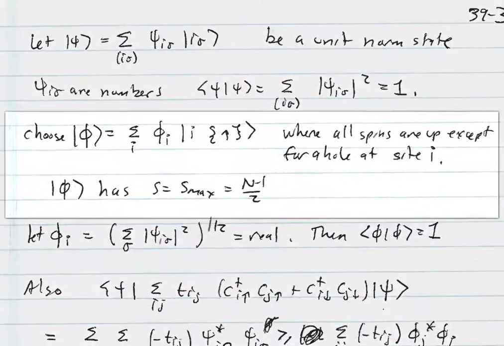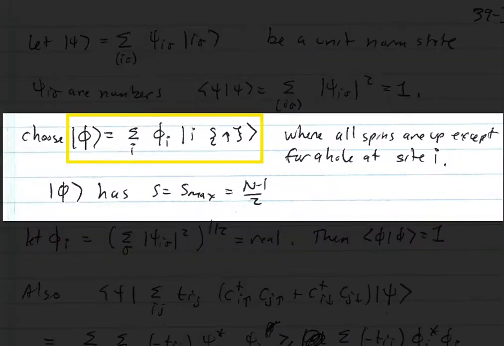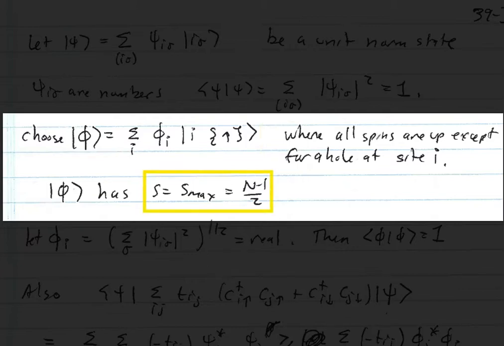Then what we're going to do is choose a state phi, which has a sum over I of phi I, and then the spin configuration is all spins up. Now the spin configuration with all spins up is obviously a ferromagnetic state because everything is aligned in the same direction. And so that state must have a total spin equal to the maximal total spin, which is n minus 1 divided by 2, because I have n minus 1 electrons, and each electron has a spin 1/2.